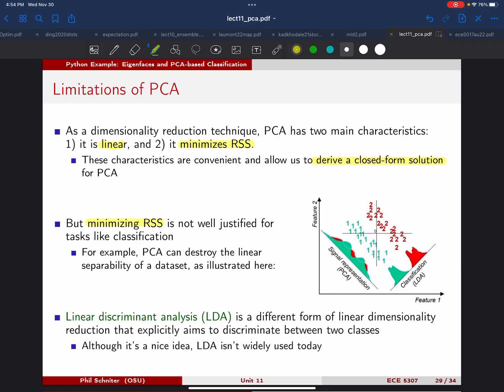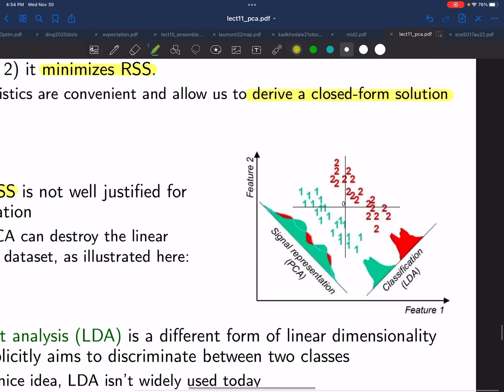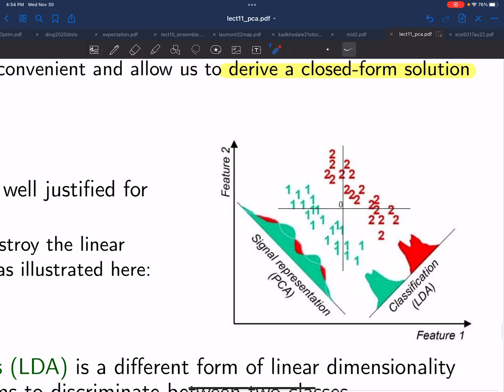PCA cared about minimizing RSS, but minimizing RSS is not necessarily what you want to do for classification. So let's look at this example. We have a binary data set. This is basically just a two-dimensional data set. We have feature 1, feature 2. So you can see for all these samples, we have class 1. All these samples, we have class 2. The data is linearly separable.